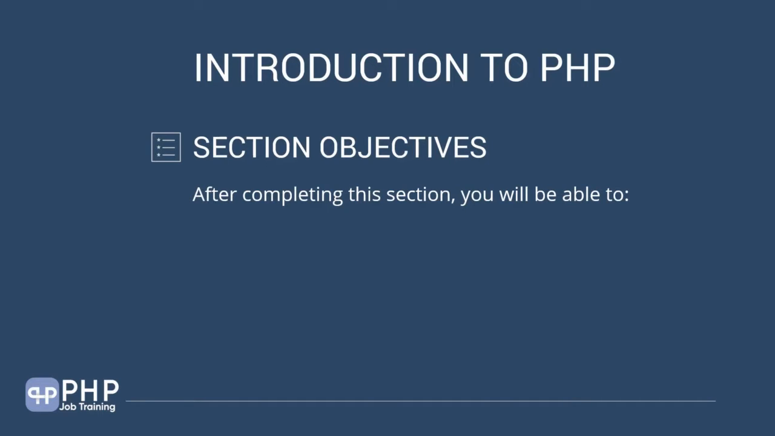Okay, so let's look at the objective of this section and understand what you will be able to do after this section. First lecture, you will be able to learn about client-server model. Once you understand this concept, then you will be able to draw your own client-server model. And also, you will be able to explain client-server model to anyone.